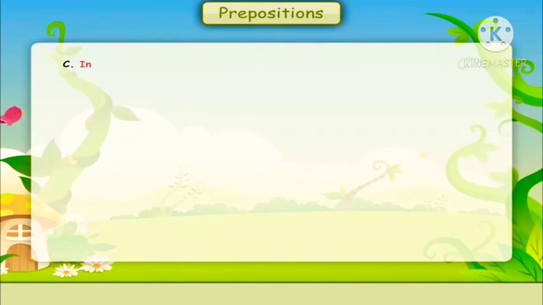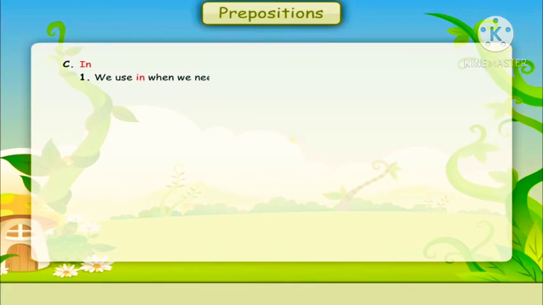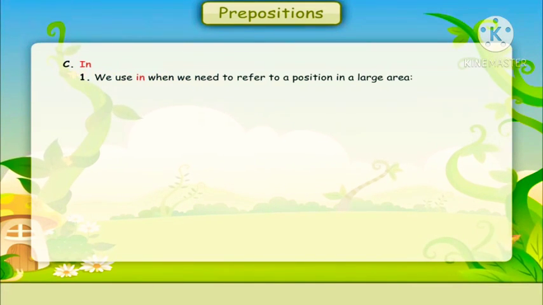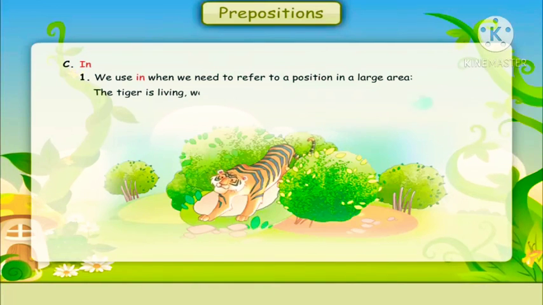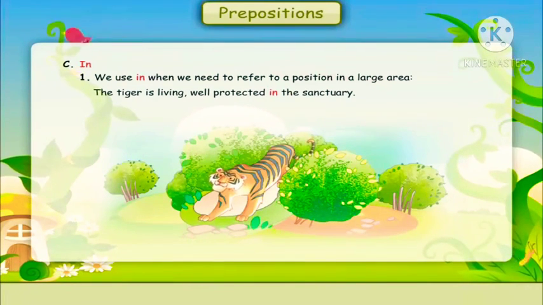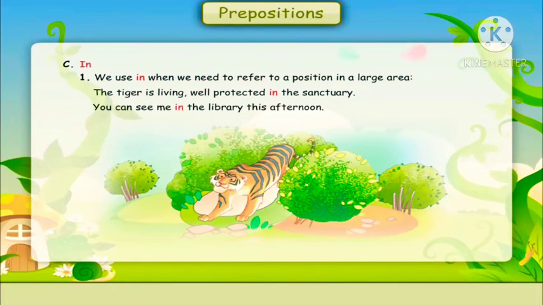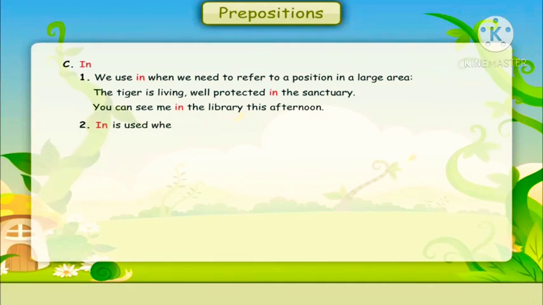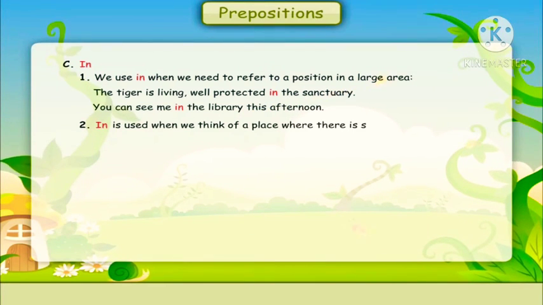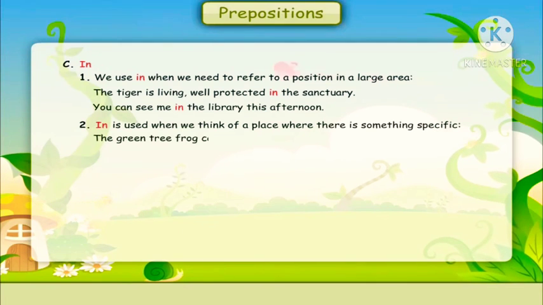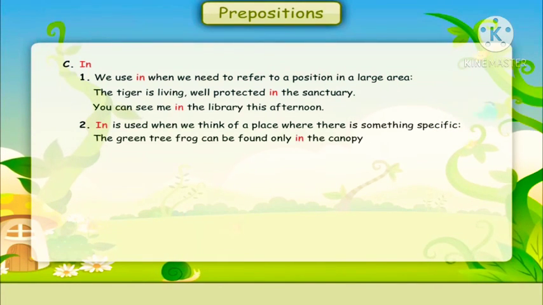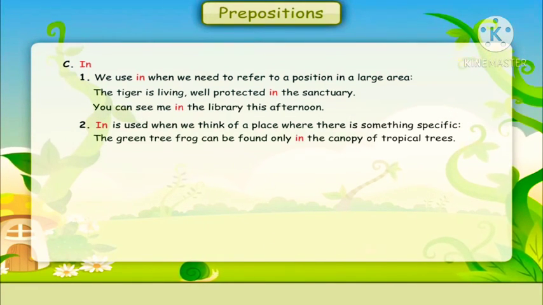In. We use in when we need to refer to a position in a large area. The tiger is living well protected in the sanctuary. You can see me in the library this afternoon. In is used when we think of a place where there is something specific. The green tree frog can be found only in the canopy of tropical trees.